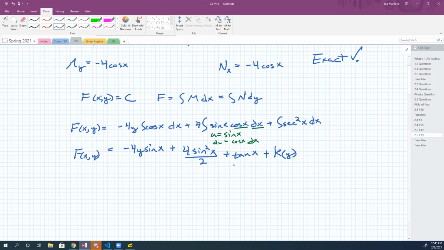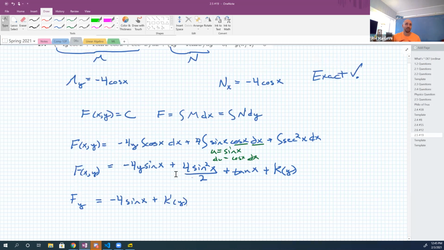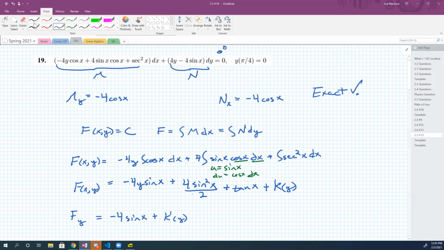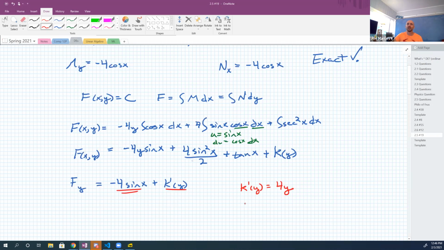The good news is that this and this cancel, right? Oh yeah, they just vanish. So fy then is going to be minus 4 sine x plus k prime of y. And I'm looking to match that against my N. So this piece matches this piece, and so 4y must be k prime of y. Okay, what does that tell me that k is?